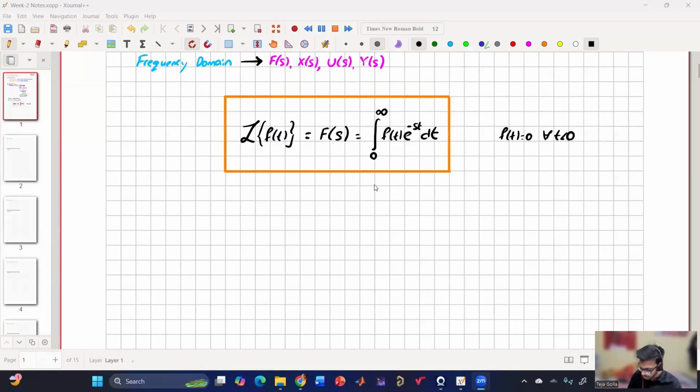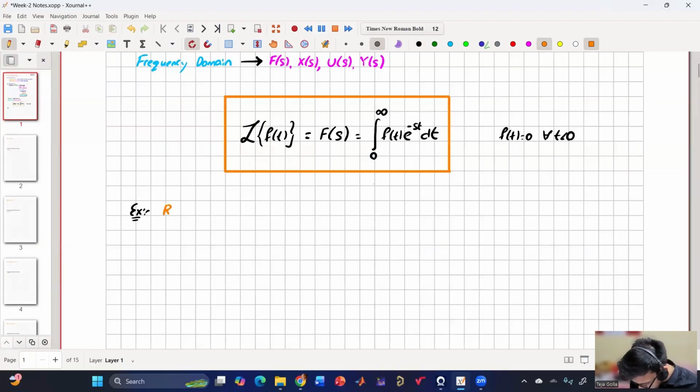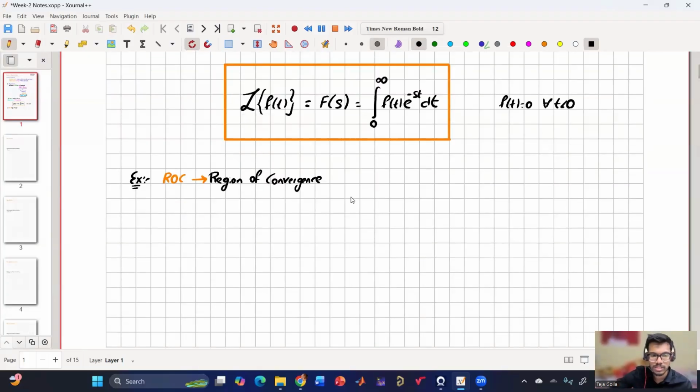Okay. So now let us consider one quick example to discuss something called region of convergence. There is something called ROC, which is region of convergence. Because we are integrating something, the Laplace will exist only if the integral exists. So there will be some range only within which the integral exists. Within that range only the Laplace is applicable. That range or the condition that we get is called region of convergence.